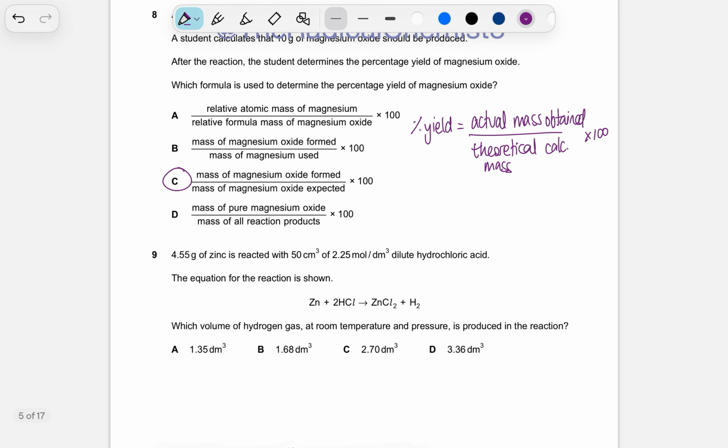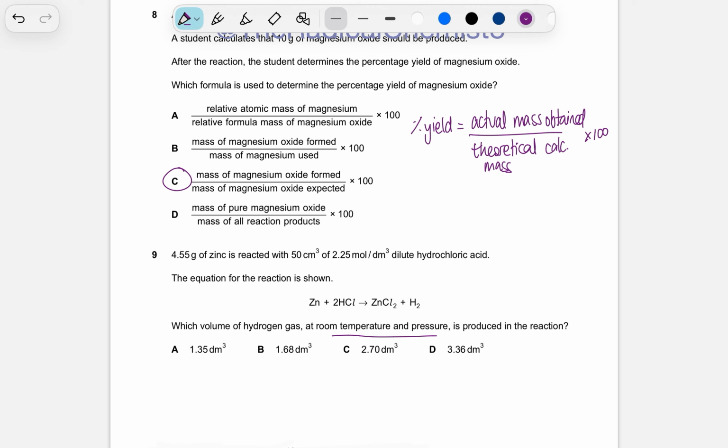Question 9. Question 9 is a moles calculation. You've got 4.55 grams of zinc reacted with 50 centimeters cubed of 2.25 mole per decimeter cubed hydrochloric acid. The equation is shown. Which volume of hydrogen gas at room temperature and pressure is produced in this reaction? First of all, whenever you're given data for 2 of the reactants, you probably have to calculate which reactant is limiting and which one is in excess.